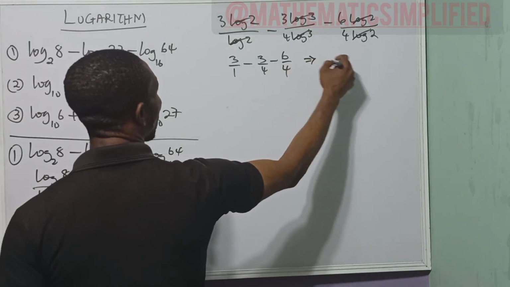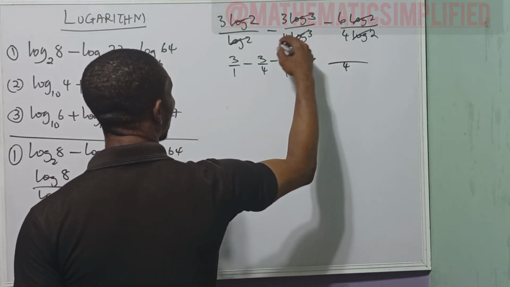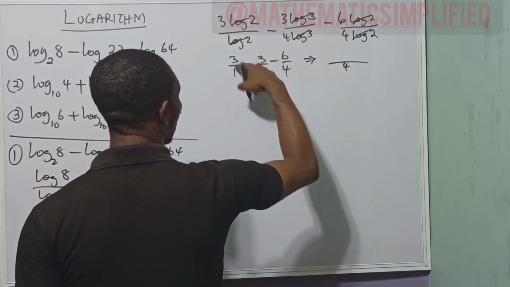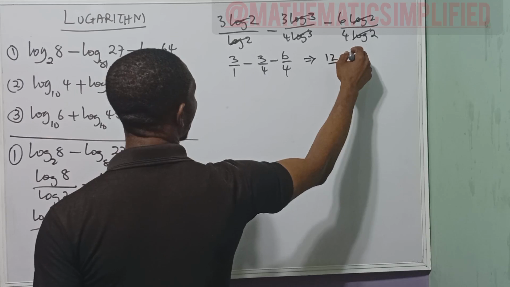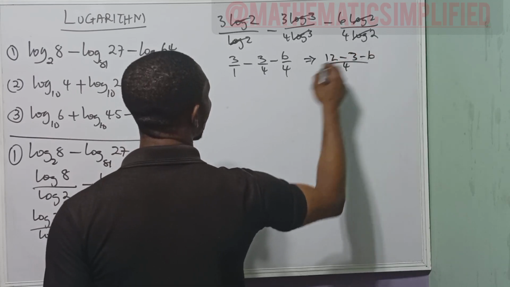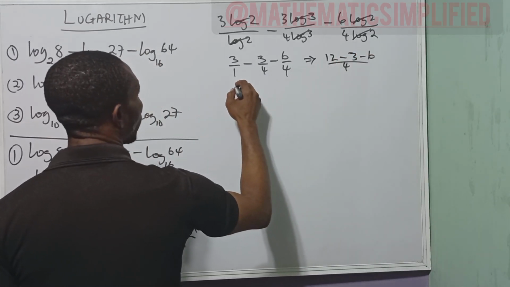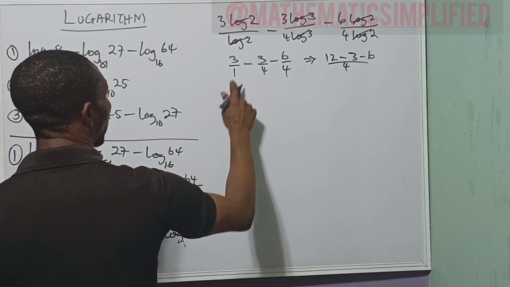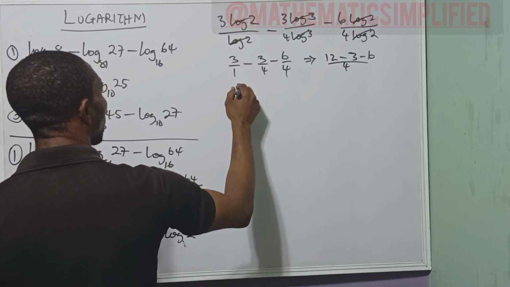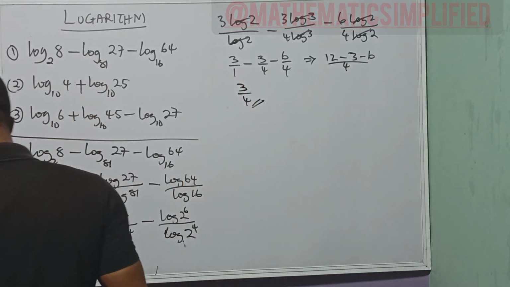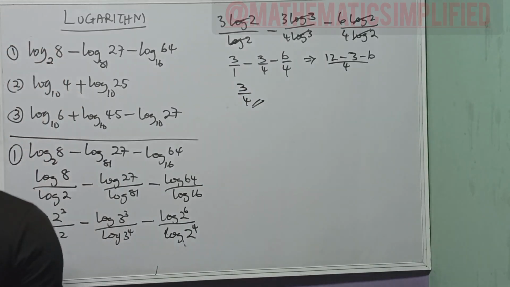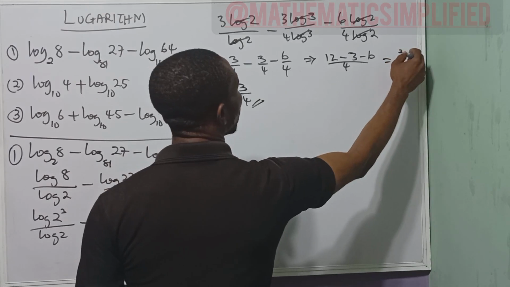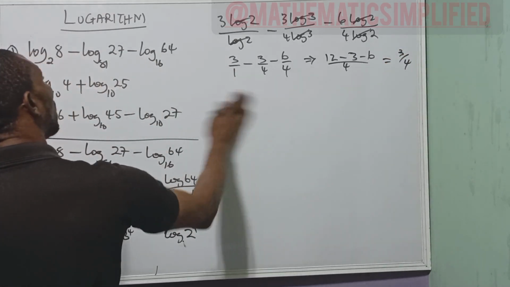Okay, if we have our LCM as 4, this becomes 3 times 4, which is 12, minus 3 minus 6. So this will give us 12 minus 9, which will give us 3 over 4. So our answer will be 3 over 4. That will be our answer.